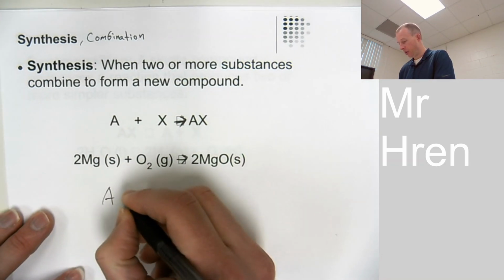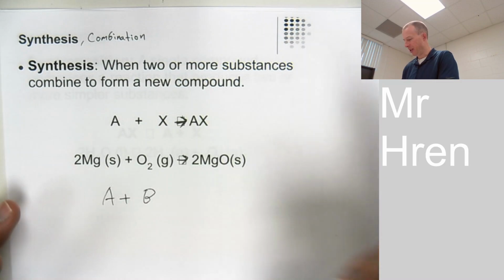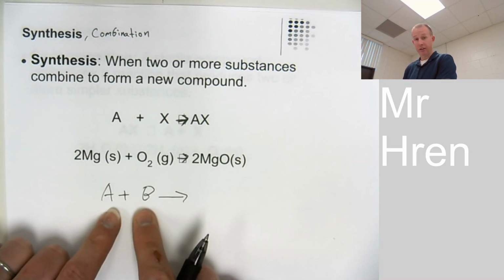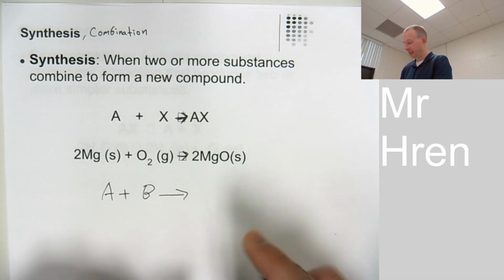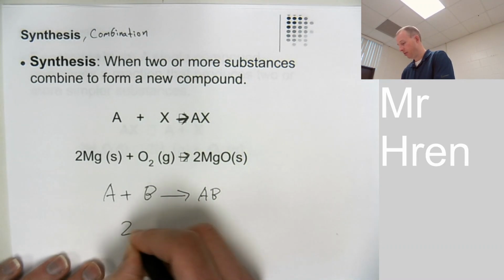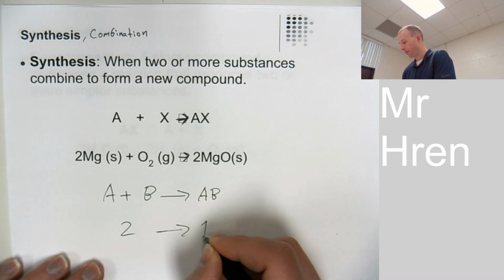So you just have something plus something else. I have no idea why I used X. It should have been a B. And it just makes, so they combine, they synthesize a new substance. So you have two making one.